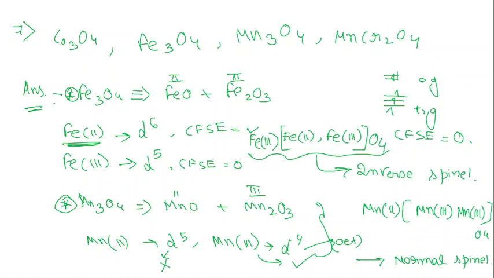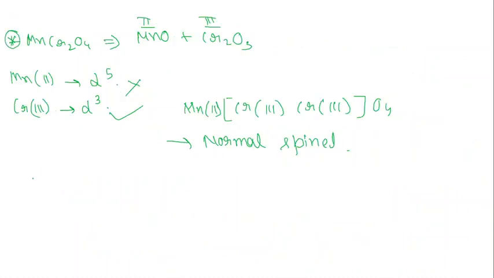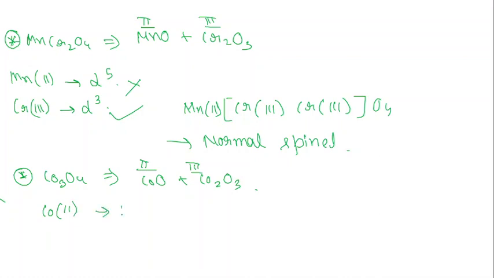Another one was this, a nice question. Co3O4. How can we write it here? CoO plus Co2O3. Here just by seeing we can tell what the spinel structure will be, but here we have to calculate the CFSE value separately. This one will be 2+, this one will be 3+. Co2+ system, Co3+. Now we have to calculate the CFSE value.